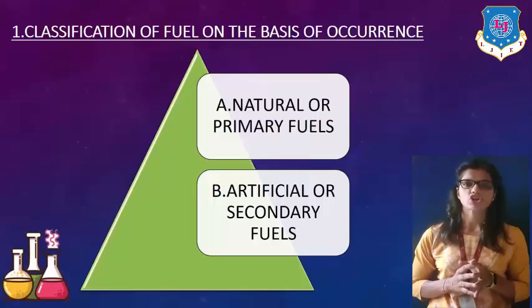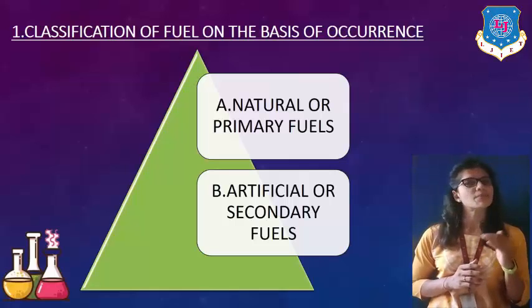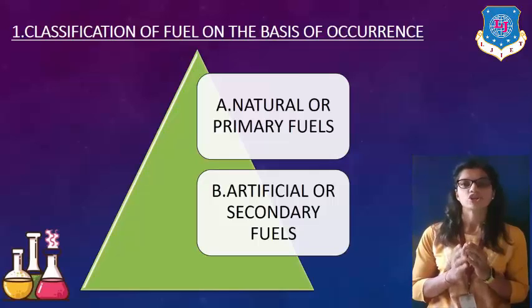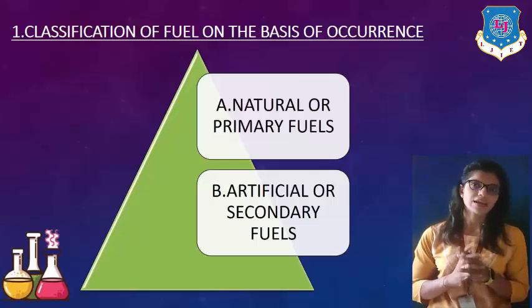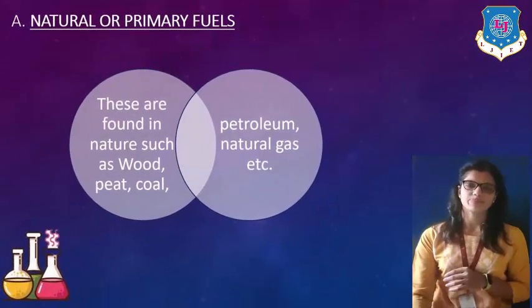First one is classification of fuel on the basis of occurrence. On the basis of occurrence means how it occurs. Depending upon that, we can classify them into two different parts. First part is natural or primary fuel. Second part is artificial or secondary fuel. So in general, two types are there. Number one, natural. Number two, artificial. We can call natural the primary one, and artificial the secondary one. This is the basic meaning of it.